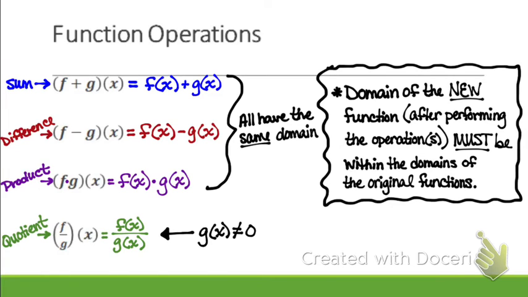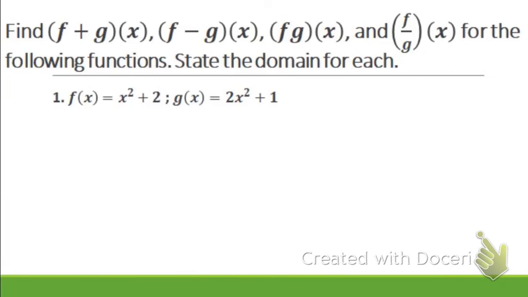You guys okay if I put our example up? All right, so we're going to add, subtract, multiply, and divide with these guys. So we have our function f of x. F of x is x squared plus 2. And then we have our function g of x. G of x is 2x squared plus 1.